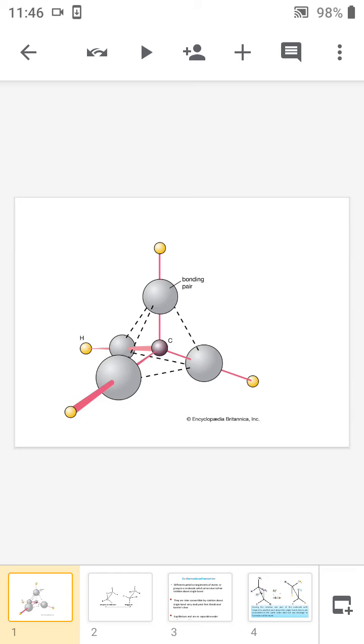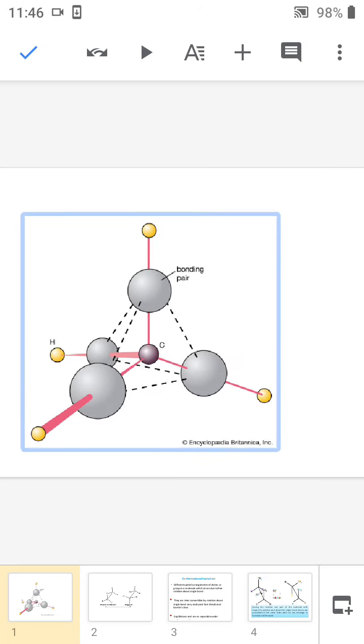Morning everybody. Today we are discussing the next topic in stereochemistry, that is the definition of conformers, configuration, and what is the difference between conformation and configuration.